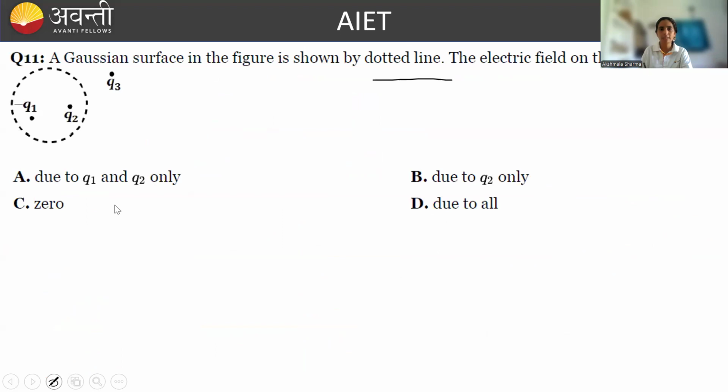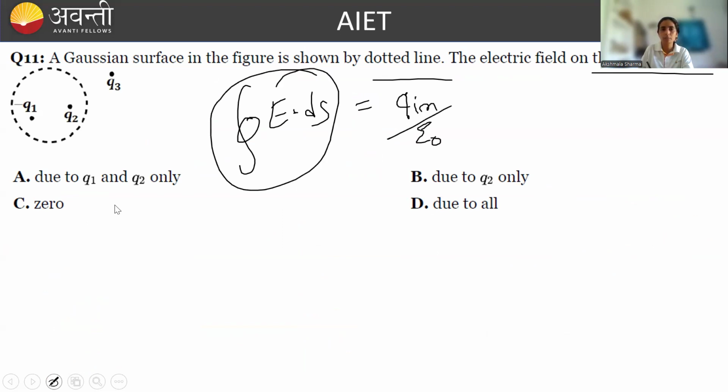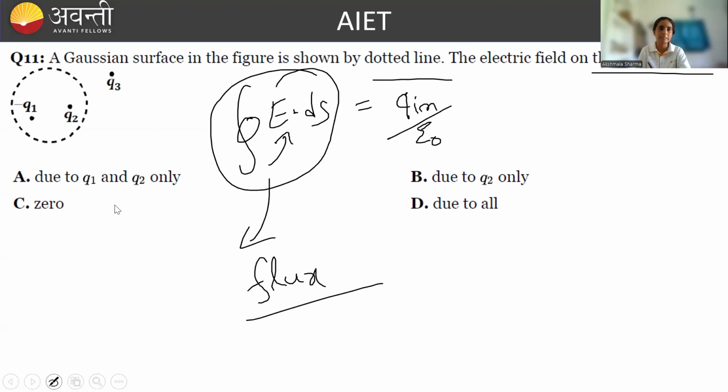Gaussian surface in the figure is shown by dotted line. Electric field on the surface will be. So I have taught you in the class, जैसे this is the expression of Gauss law. So this is Q enclosed by epsilon naught. So this whole term is called flux. So flux is only because of charge enclosed. But if you talk about the electric field, that is because of both charge inside and outside. I've discussed it in detail.